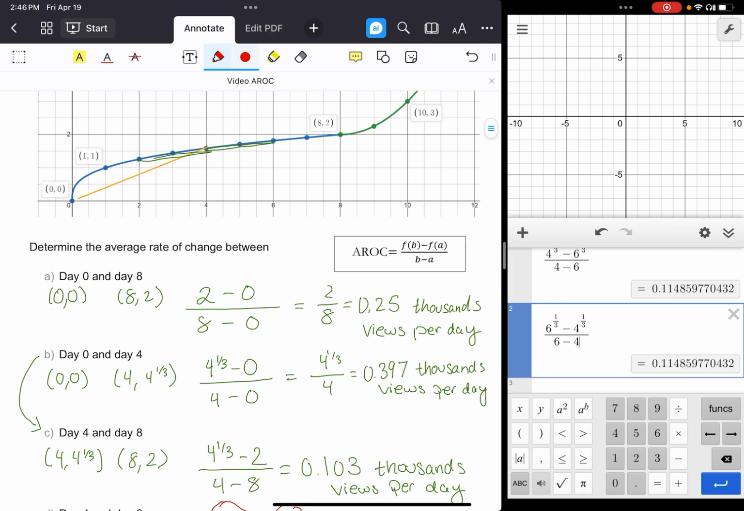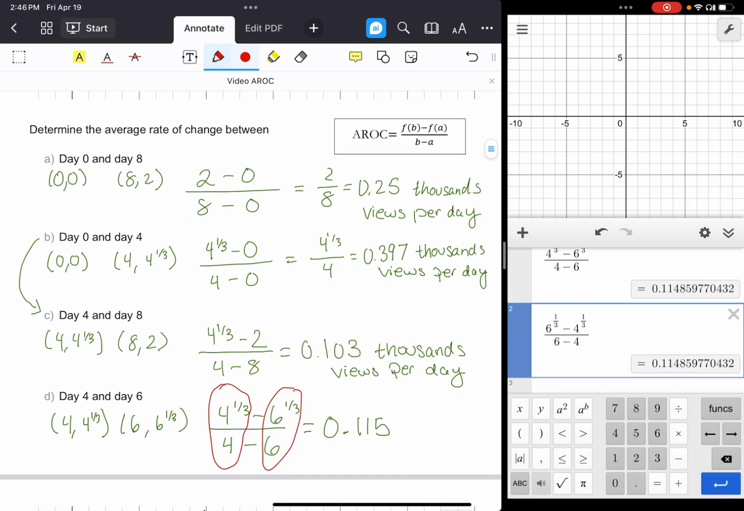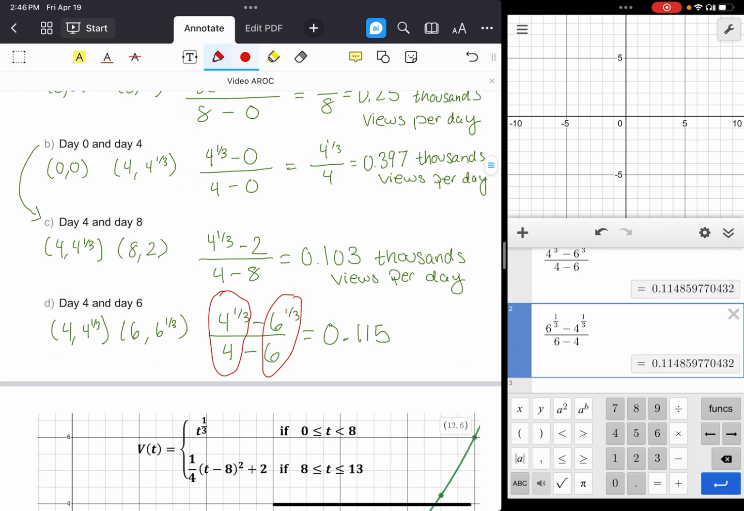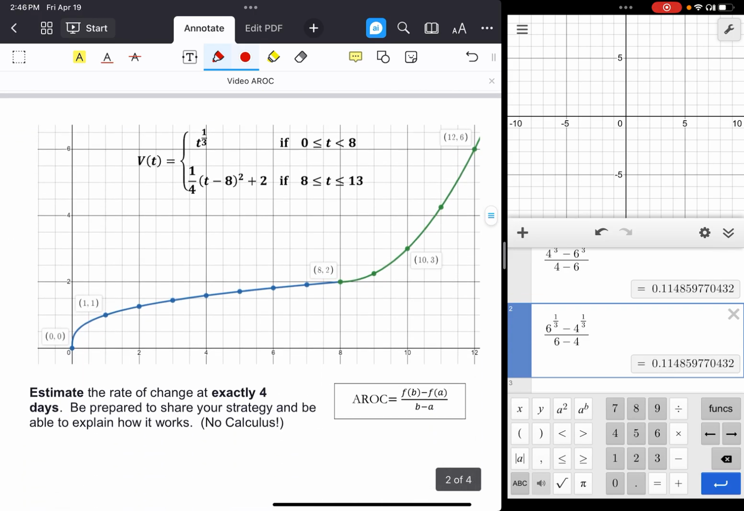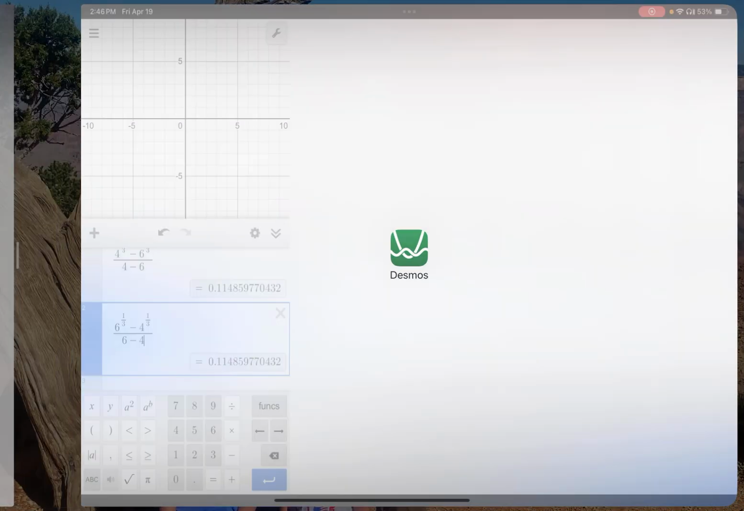Now, yes, this is closer to what's happening at 4, but on the next question, we're asked to get a really good estimate of exactly what's happening at 4. And for this, I'm actually going to switch completely over to Desmos for a moment because I want to show you something.